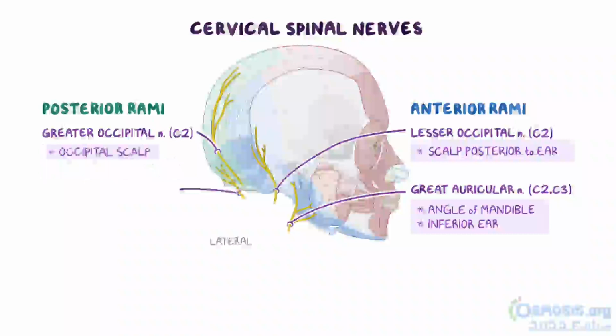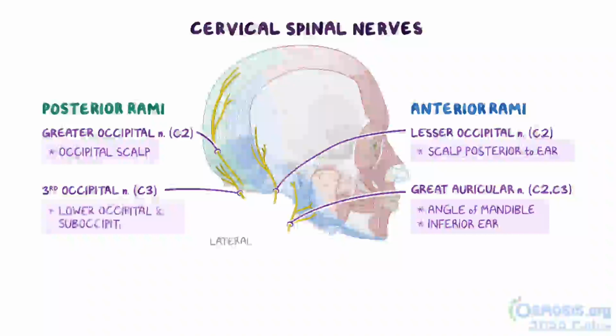The last branch is the third occipital nerve, which arises from the posterior ramus of the C3 spinal nerve. It pierces the trapezius muscle and travels to the occipital region to supply the skin of the lower occipital and the suboccipital regions.